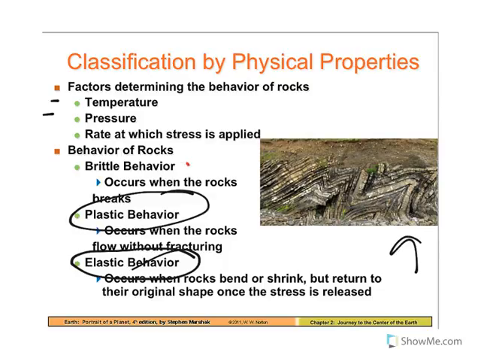However, when our rocks behave brittly, this is telling us they are very, very cold. So this tends to be what we find at the surface. Our plastic and elastic behavior tends to be what we find deeper down inside the earth once we are closer to the core.